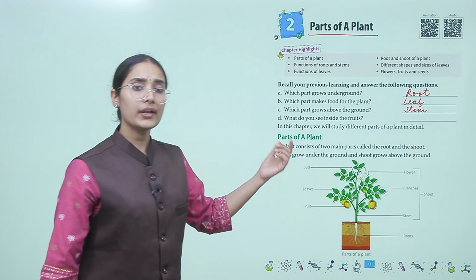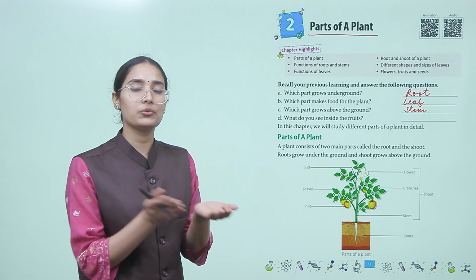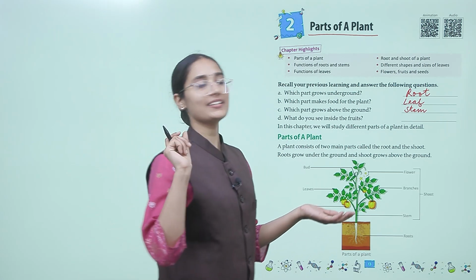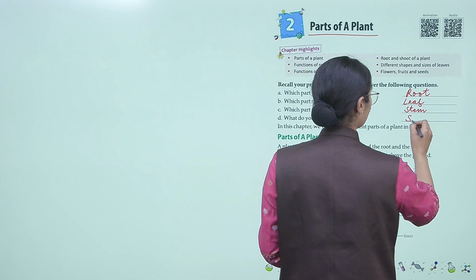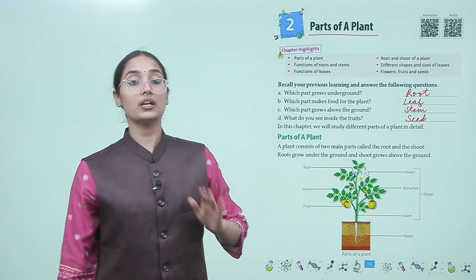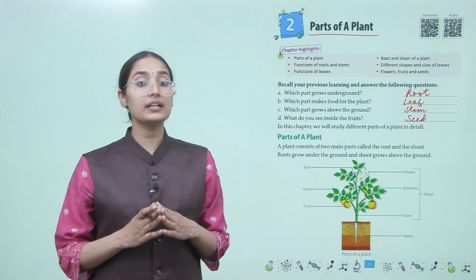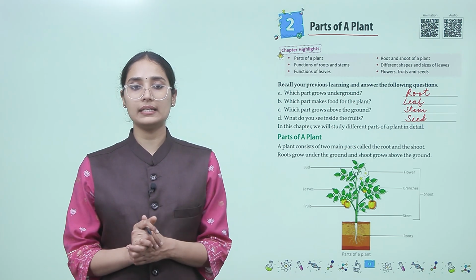Now, what do you see inside the fruits? What do we find inside the fruit? Something solid? It's the seed, right? So this we have answered based on our previous understanding. Now let's learn more. In this chapter we will study different parts of a plant in detail.